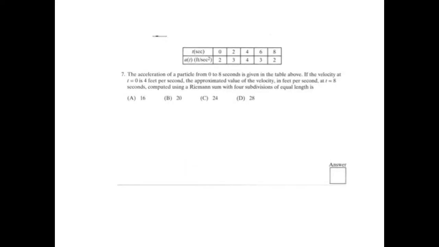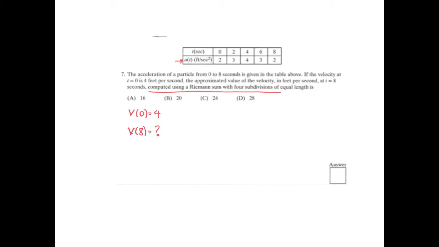The next question I'm going to do is number 7. The acceleration of a particle from 0 to 8 seconds is given by this table. So this is the acceleration. If the velocity at t equals 0 is 4, the approximated value of the velocity in feet per second at t equals 8, computed using Riemann sum with 4 subintervals, is what? So basically, I'm trying to find v of 8.